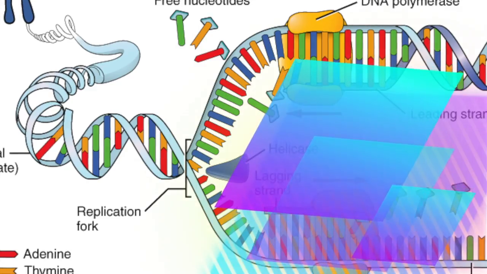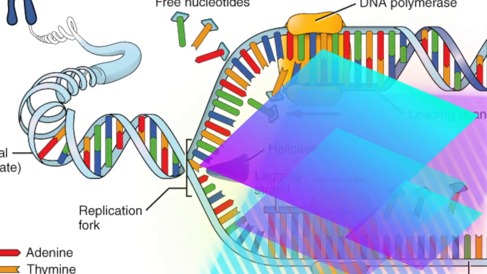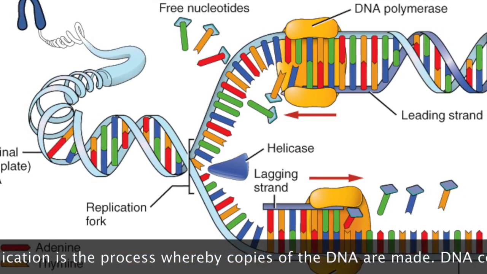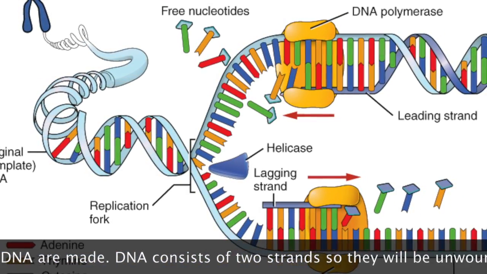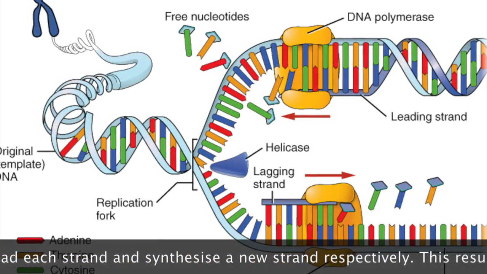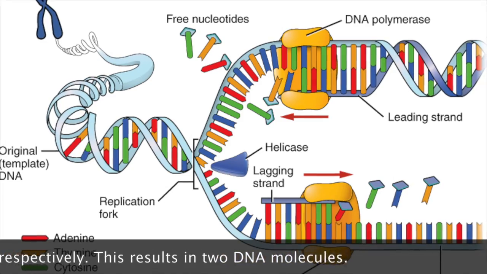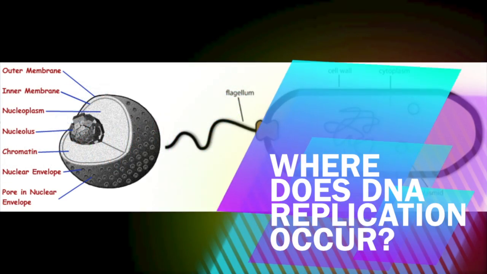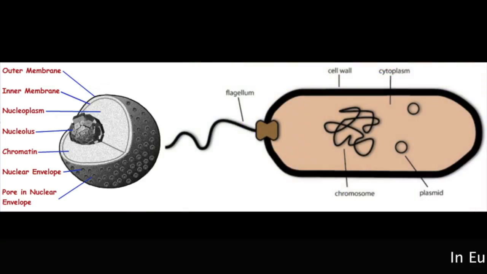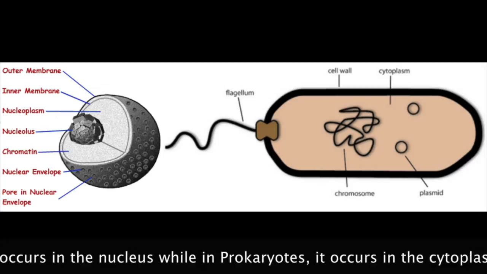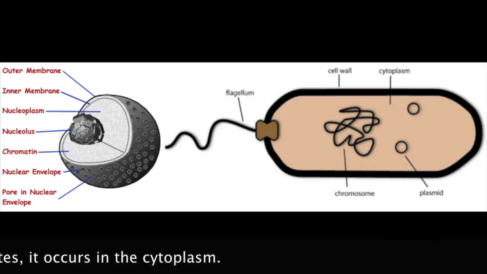This brings us to our main point, DNA replication. It is the process whereby copies of the DNA are made. DNA consists of two strands, so they will be unwound, and enzymes will read each strand and synthesize a new strand respectively. This results in two DNA molecules. So where does DNA replication occur in cells? In eukaryotes, it occurs in the nucleus, while in prokaryotes, it occurs in the cytoplasm.